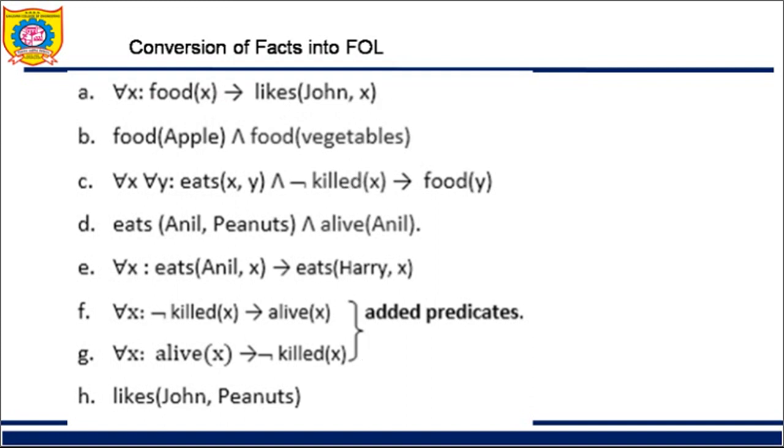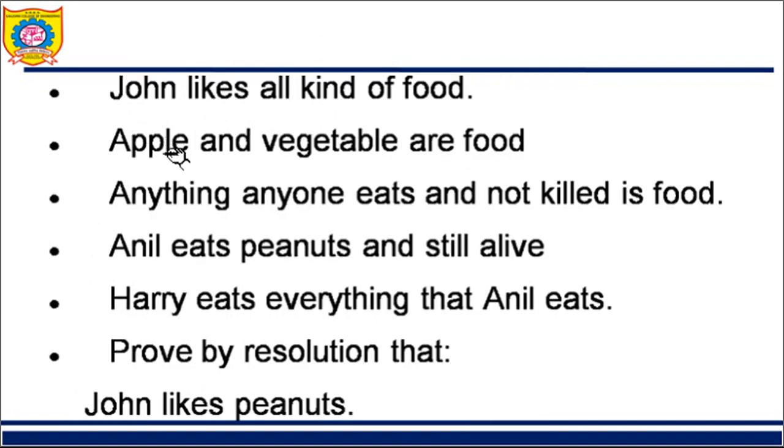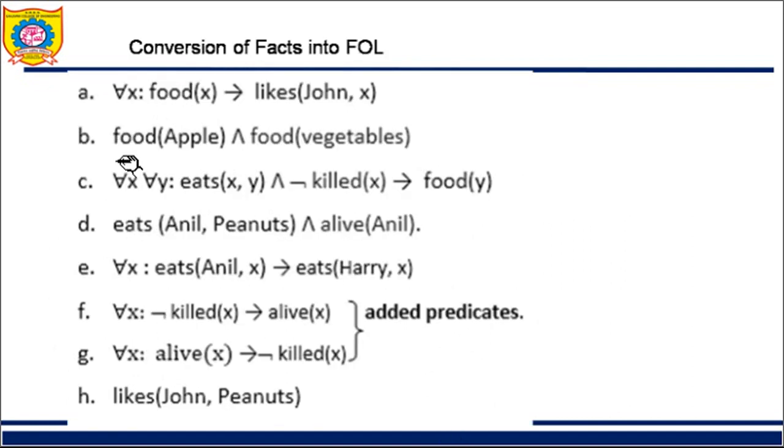What is the second statement? The second statement is apples and vegetables are food. So here, what is our function? Food is the function. So food(apple). The term is apple, right? And so I say apple is also food and vegetable is also food. In this fashion, all statements are written. Okay, you can see them.